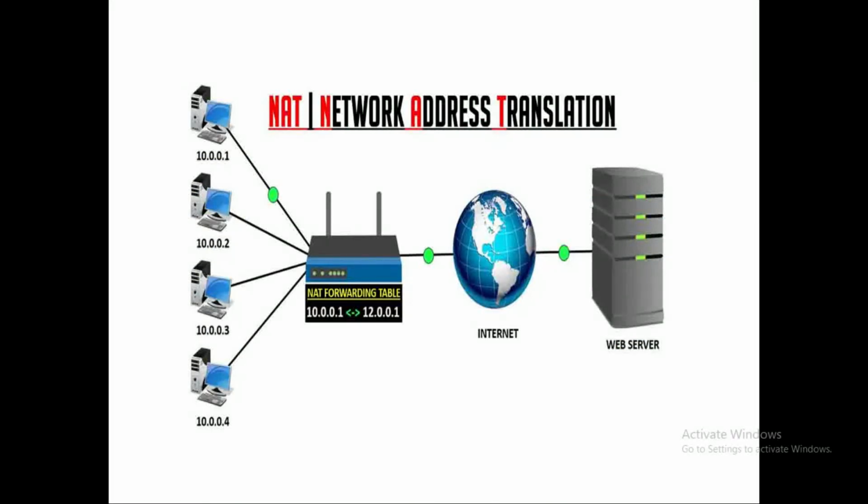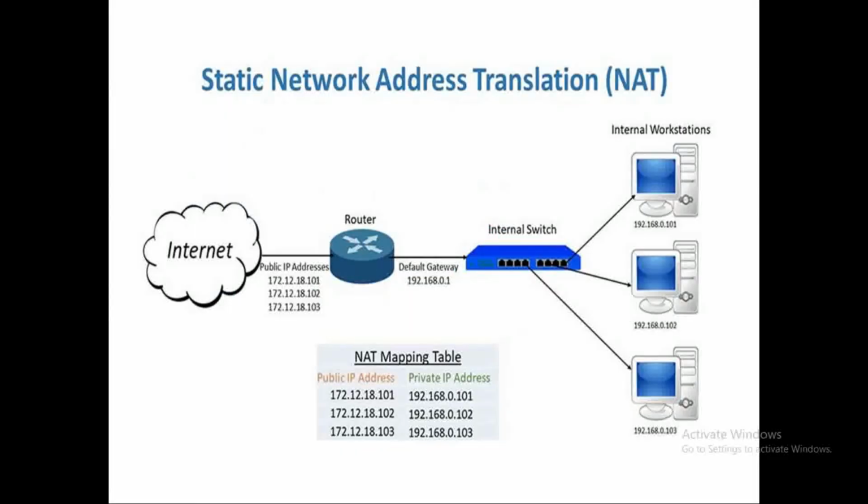So a NAT forward table is there through which we can convert. And the public IP and private IP mapping can be done by using the network address translation mapping table. So it maintains the mapping between private IP and public IP.